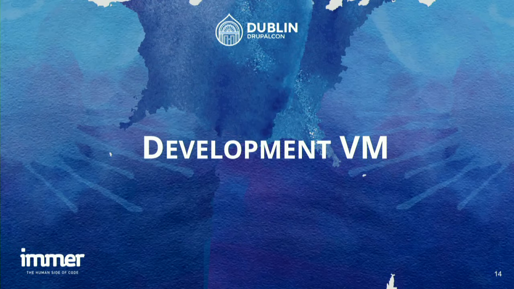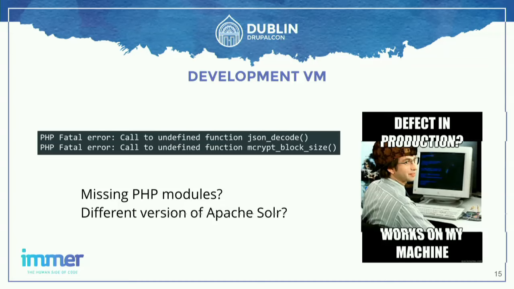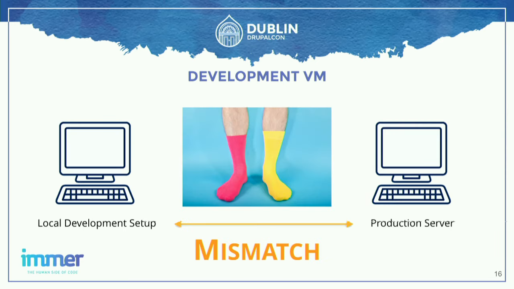The second aspect about continuous integration build aspect I want to tell you about is our development machine. You've all probably had scenarios in which you deployed some code, you did some work on your local machine, you deployed it to production, and then you got some fatal error because, for instance, a PHP module was not enabled on production, which it was on your local machine, or you have a different version of Apache Solr installed in production. So to summarize, there is a mismatch at this point between your local environment and your production server and all the packages installed on that environment.